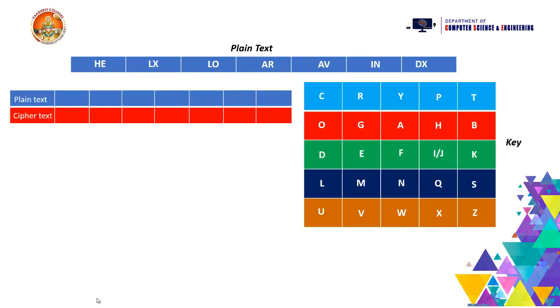Start with the first pair, HE. Verify H and E in our key sequence. H is here and E is here. So both letters are in different row, different column. Here we are going to apply rule 4. If both letters are in different row and different column, we are going to replace those letters with the opposite letter of that character which is in the same row and same column. Means H is going to be replaced with G. So the ciphertext character for H is G and E is going to be replaced with I.